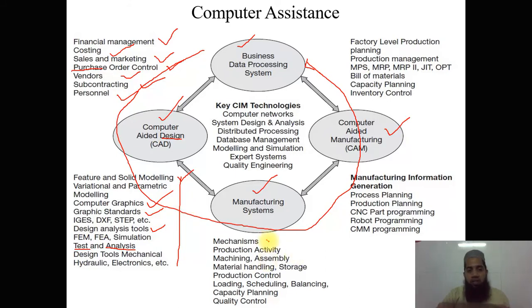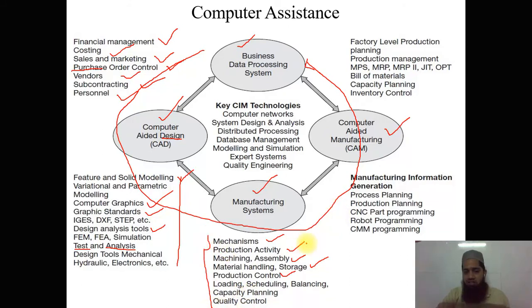Okay, is the mechanism available or not available? Product activity they have planned, machining and assembly they have planned, material handling and storage they have planned, production control they have planned, loading, scheduling, balancing, capacity planning, and quality control. All these things are done by the manufacturing department.